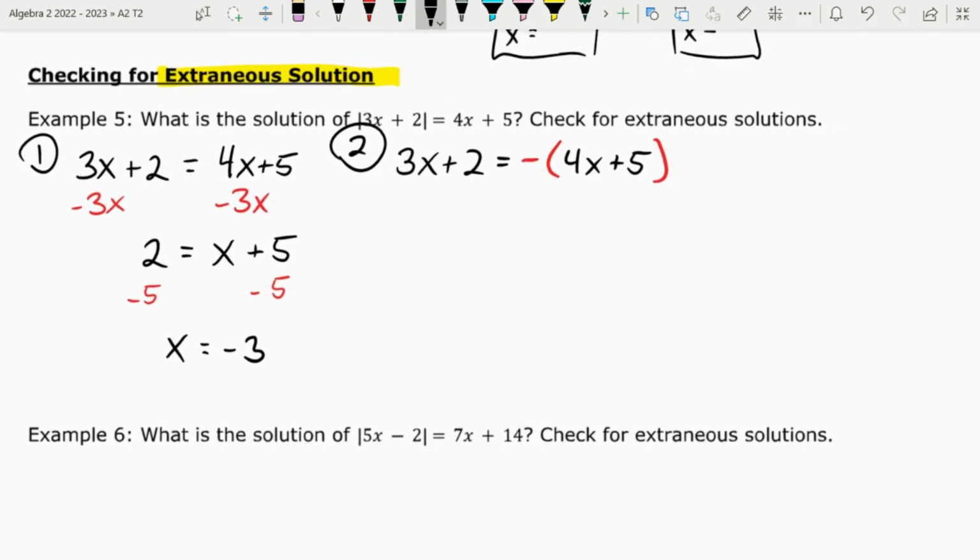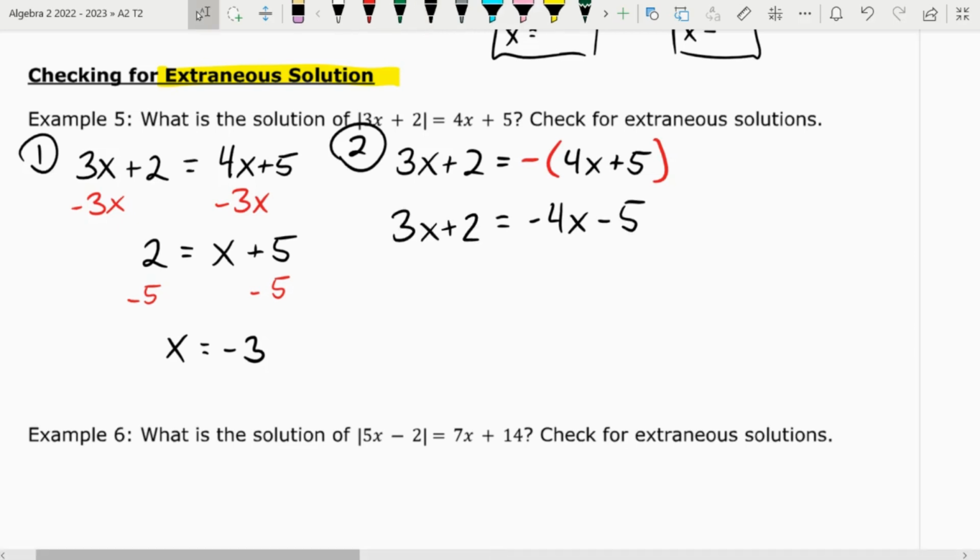The next one. If we have this equation, we need to distribute the negative. So this would be negative 4x minus 5 on the right side. It's going to be about the same steps though. Let's see, I'll subtract 3x on both sides just to get them together.